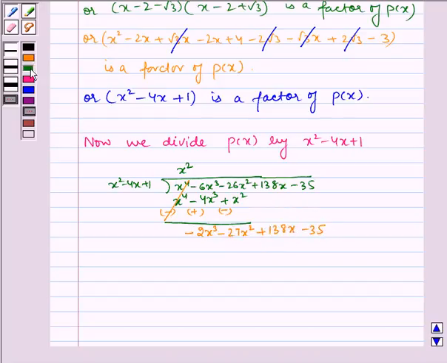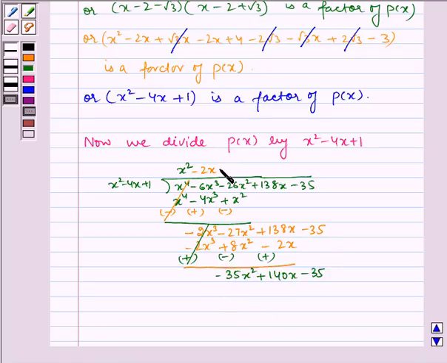Now again, minus 2x^3 divided by x^2 gives minus 2x. So minus 2x^3 here. Minus 4x into minus 2x gives plus 8x^2. Minus 2x into 1 gives minus 2x. Now subtracting this, and don't forget to change the signs while subtracting. So we get here 35x^2 plus 140x and minus 35 as it is.